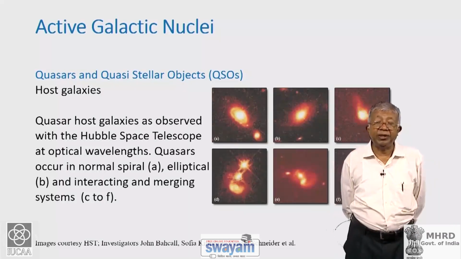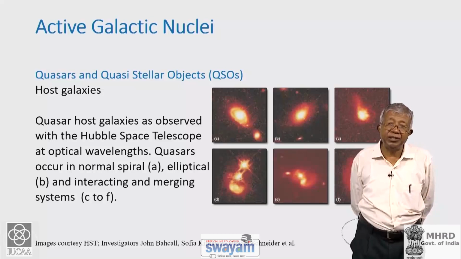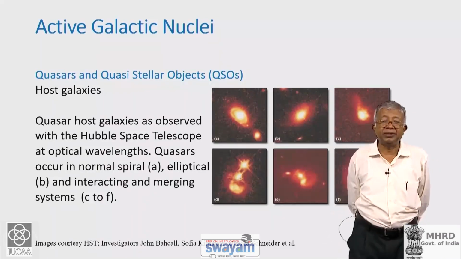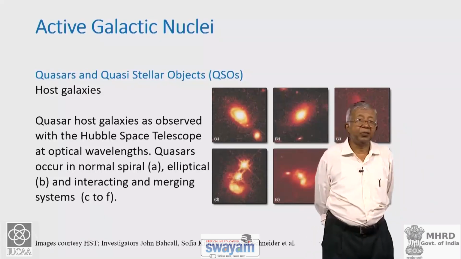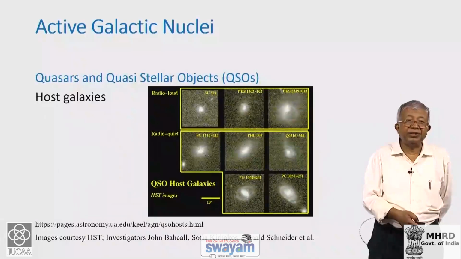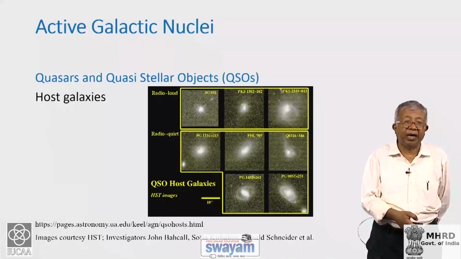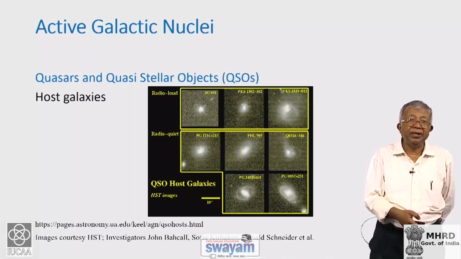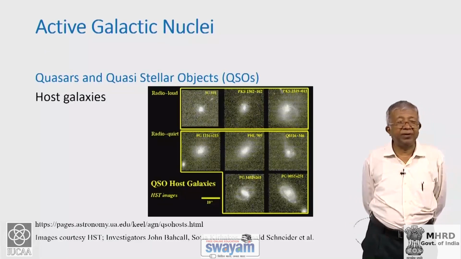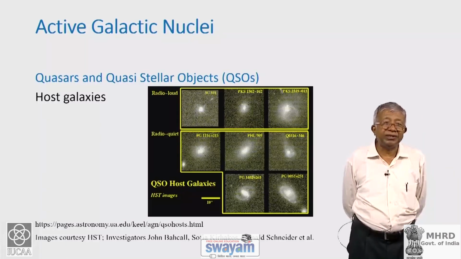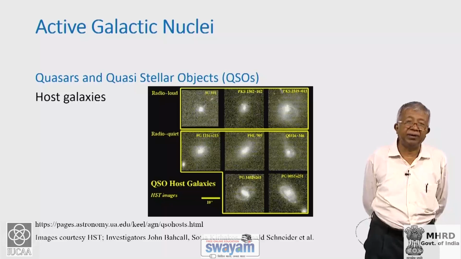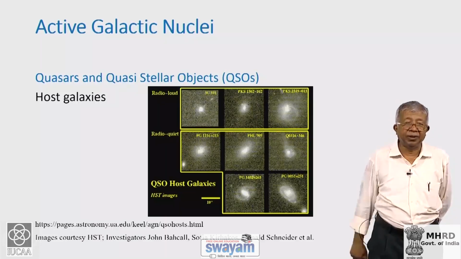So objects which are radio weak and radio quiet, like the Seyferts, are called the quasi-stellar objects, and the luminous ones are called the quasars or quasi-stellar radio sources. This is one more slide just showing the host galaxies of the radio loud and the radio quiet. Here, as I mentioned earlier, the quasars have both spiral and elliptical hosts. The radio loud ones tend to be in ellipticals, but you can see the radio quiet ones can be ellipticals, spirals, interacting systems, the whole lot.